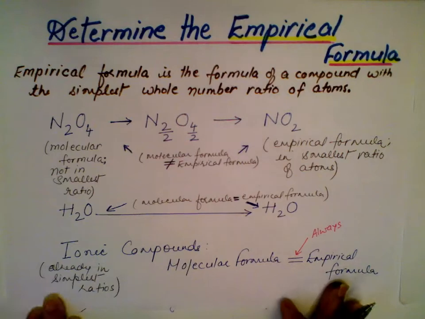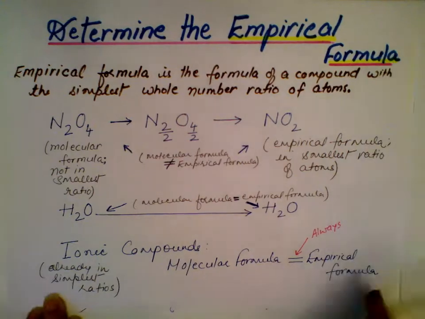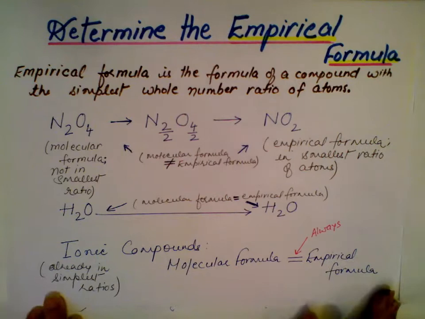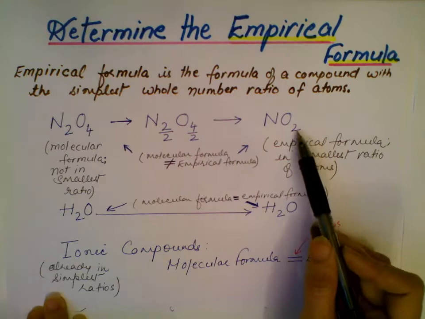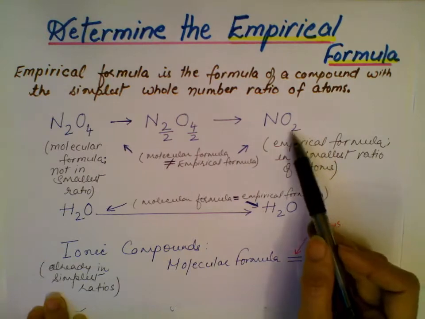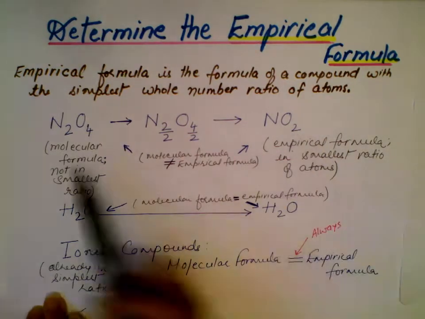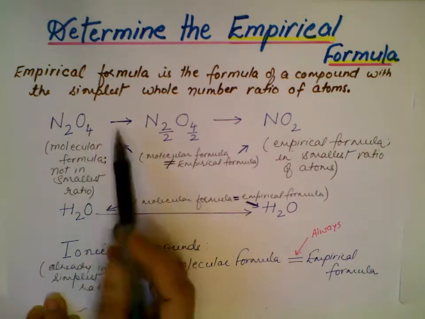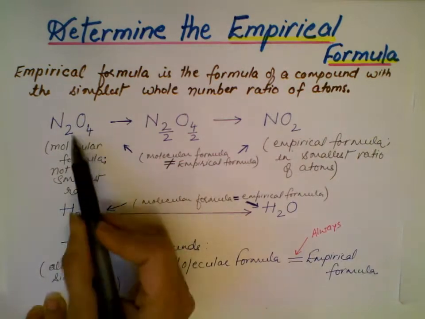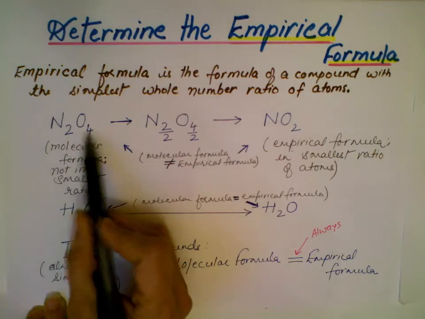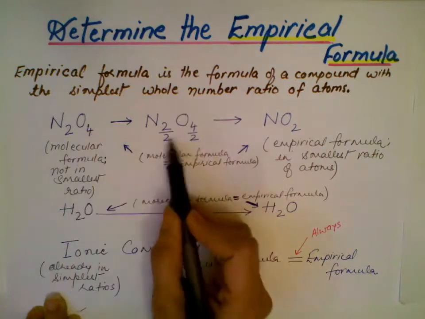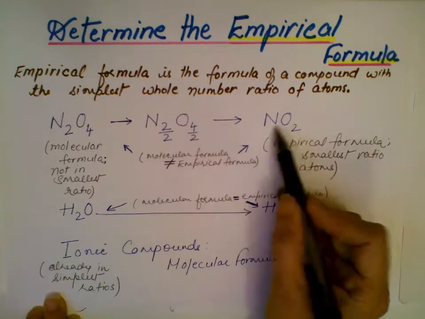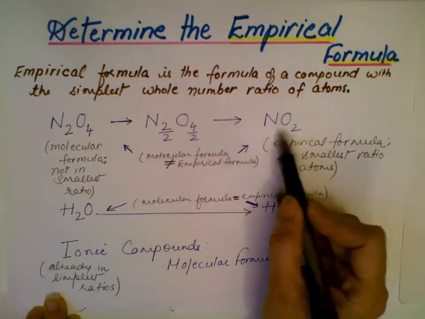Guys, this is the video on determining the empirical formula of compounds. For example, here NO2 is the empirical formula. How did we get this NO2 from the molecular formula N2O4? For N2O4, you can reduce the 2 and 4 to a smaller ratio by dividing each subscript by 2, and you get NO2. You can't further simplify these subscripts.